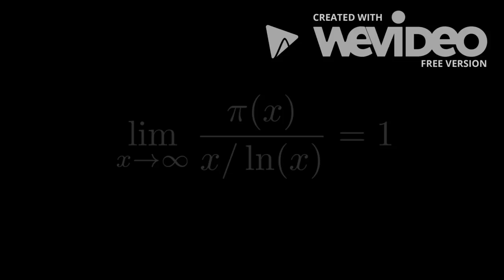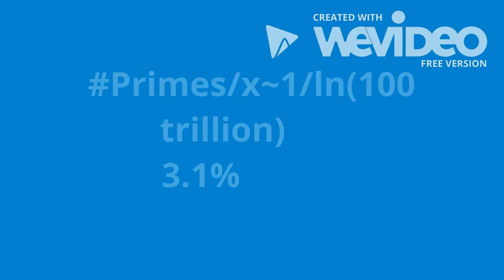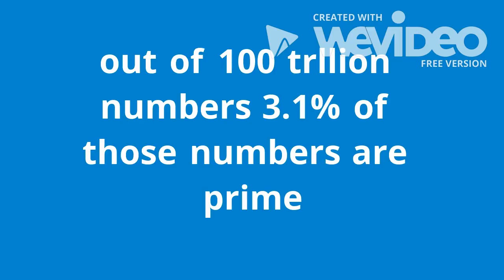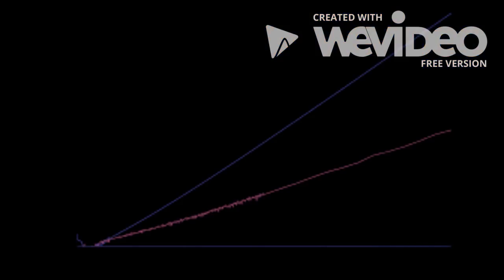So, if you wanted to find the number of prime numbers between 1 and 100 trillion, you would find that, so you would plug in all the numbers you would need for x. You would find out that the final answer is 3.1% of 100 trillion numbers are prime. This formula is not exactly accurate, but it almost is 100%. There's only about a 0.001% difference.